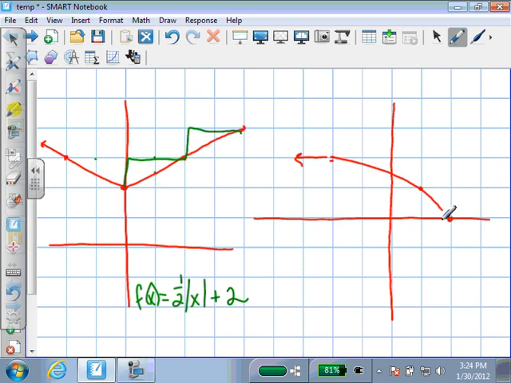This is the square root of x, but it's going to the left, so it is the square root of negative x. But it moved to the right 2, so I'm going to do this. Minus 2. Like this. So it went right 2 and then drew the other way.